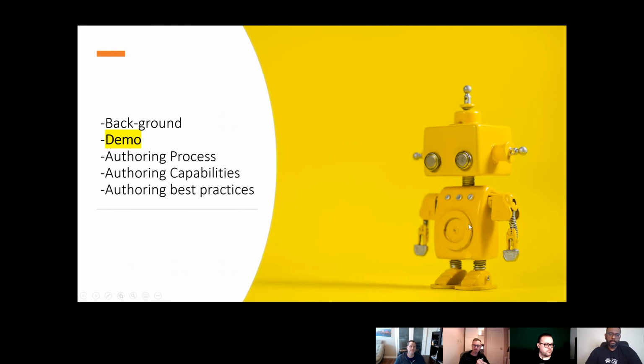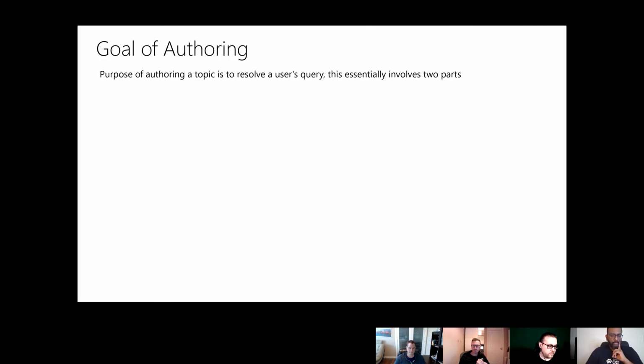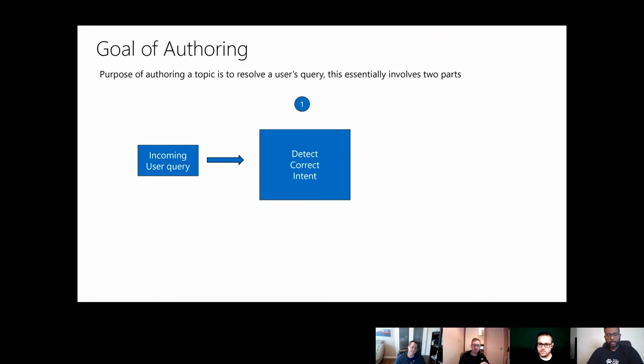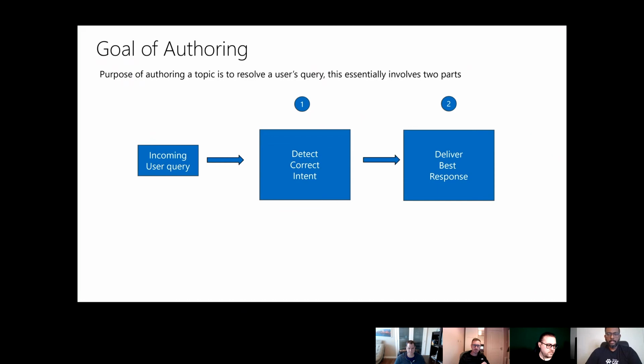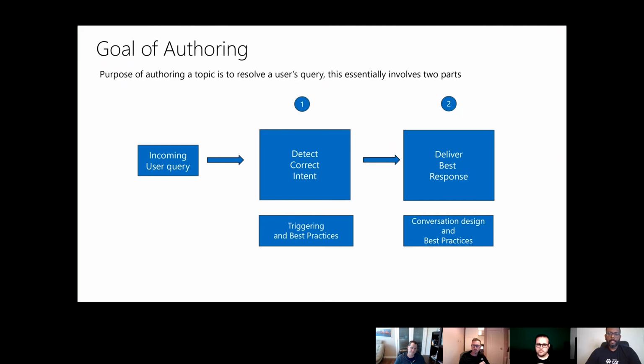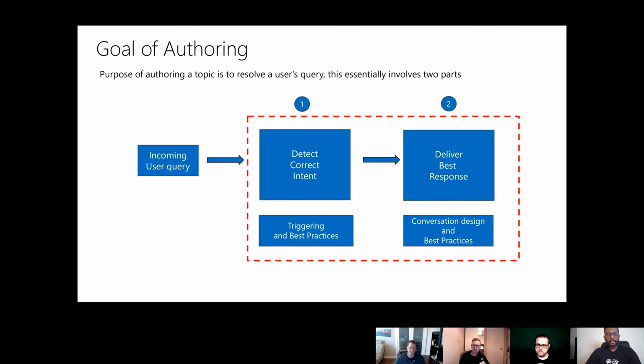And we can talk about some of those contexts. And the main thing which I wanted to show you guys as part of this demo is the goal of authoring and how that topic flows, right? And if you look at it, I would say that as you build a topic and you author a topic and deploy it in the bot, the key goal is to be able to detect the correct intent of the user and also deliver the best possible response. And this can be possible by the right set of triggering, the right set of conversation design, and using the right set of best practices. And that is exactly what we will try to see in this particular demo.